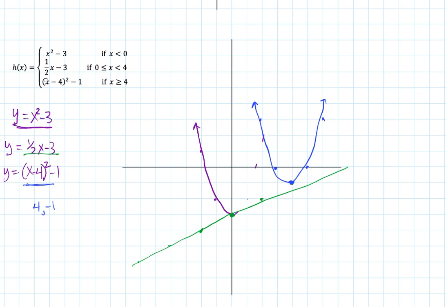Okay. The green one is only good between 0 and 4. So 0 and 4. Oh, I should have drawn that better, I think. But anything more than that or less than that doesn't matter. I'm going to redraw that line a little bit. Okay, so it's an open circle there and it's a closed circle here.